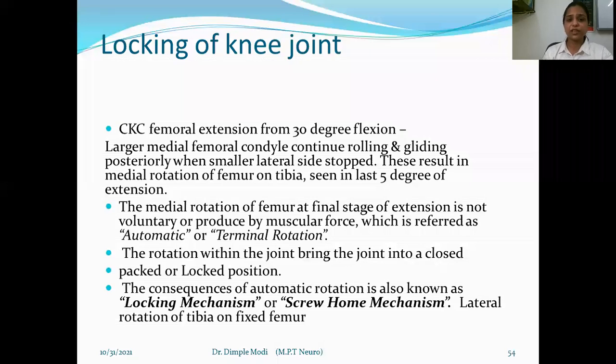In femoral extension from 30 degrees of flexion, the larger medial femoral condyle continues rolling and gliding posteriorly when the smaller lateral side has stopped. This results in medial rotation of the tibia on the femur, which is seen in the last 5 degrees of extension. This rotation within the joint is called the closed pack or lock position, the locking mechanism or the screw home mechanism.